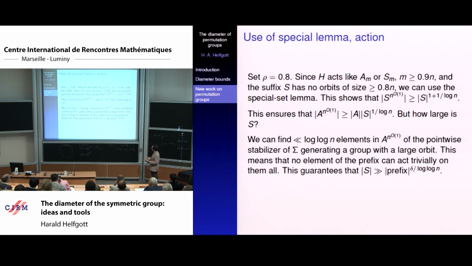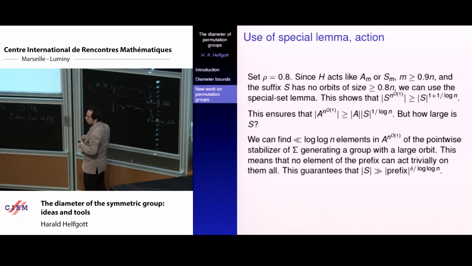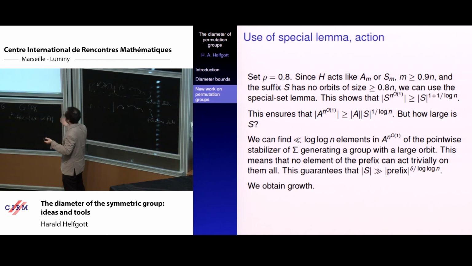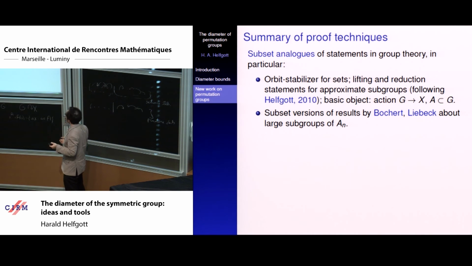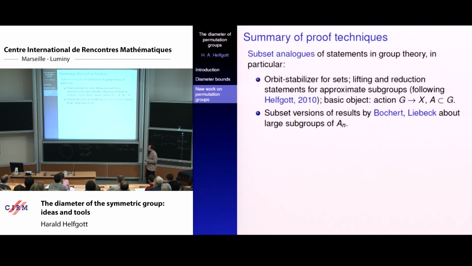So suppose that's not the case, and every element of the prefix has to act non-trivially on at least one of the log n generating elements. But that means that when you conjugate this by that, then this becomes pretty big. So it either becomes much bigger than it was, or, well, at least this means that S is at least of size of the prefix to delta over log n. And you obtain growth. You obtain growth by at least a factor of size of the prefix to delta over log n. And that's it, basically.